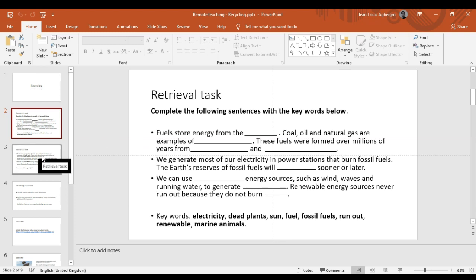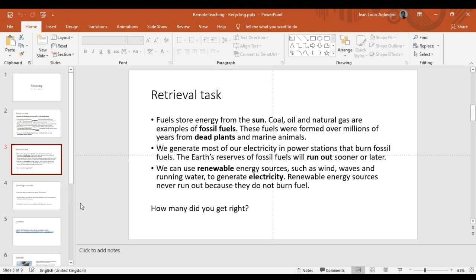Okay. I hope you managed to complete the task successfully. Let's look at the answers. So, fuels store energy from the sun. That was the right word. Coal, oil, and natural gas are examples of fossil fuels. Because, as the word says, they come from fossils. So these fuels were formed over millions of years from dead plants and marine animals.